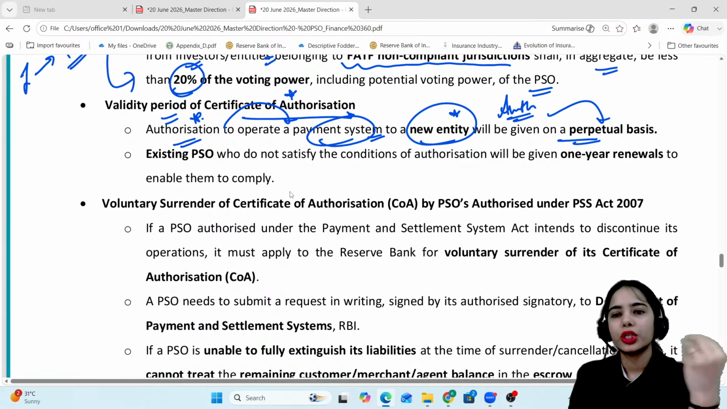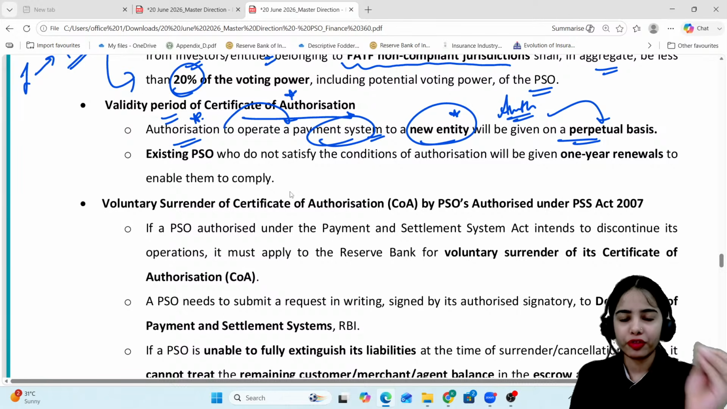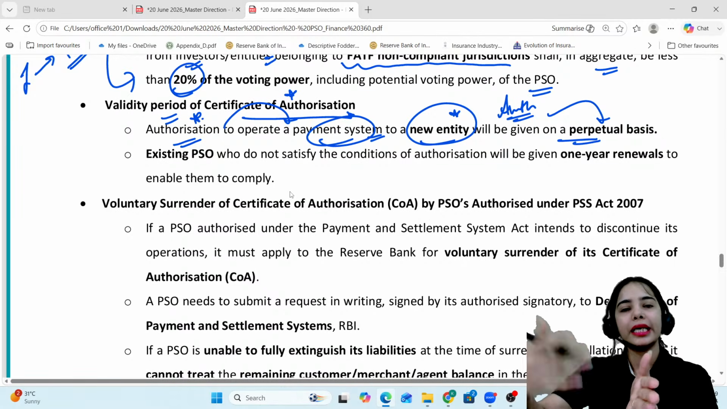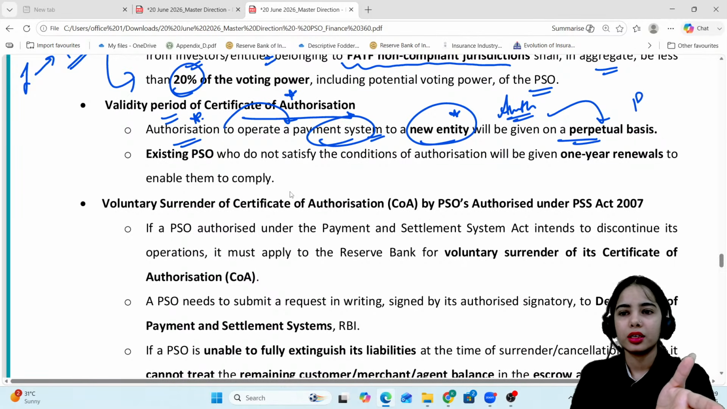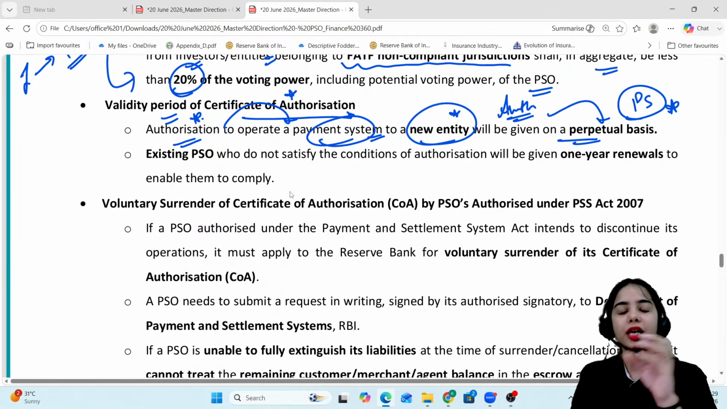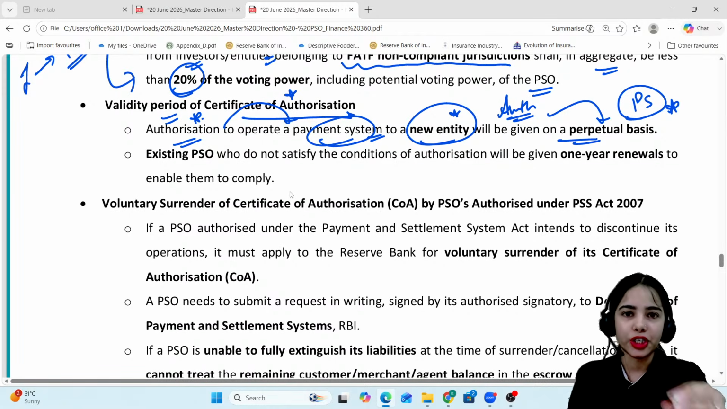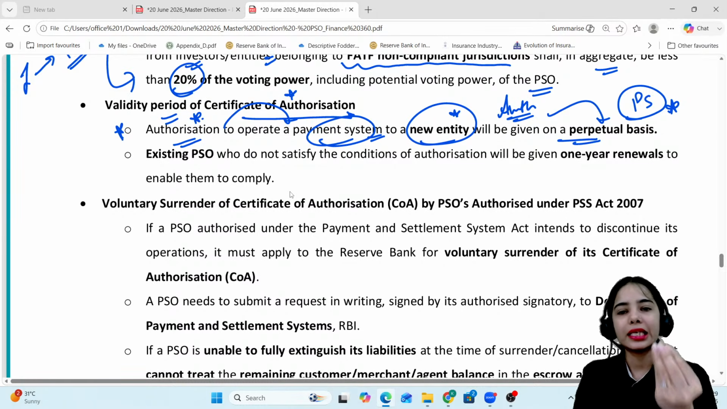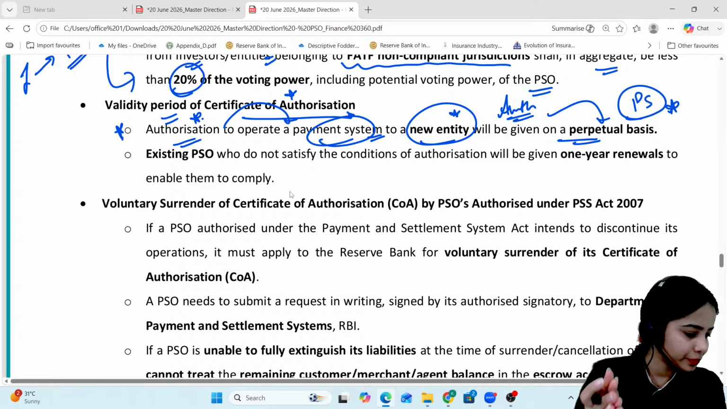Okay. So there is no timeline that the authorization will be only for 5 years or 10 years or 7 years. No, there is no timeline as such. If the authorization has been given to you, you will be able to continue your payment system on a perpetual basis, but you should be fulfilling the eligibility criteria. You should be in fit and proper condition, and RBI should not feel that you are not functioning in a proper manner or that you are harming the public interest. So authorization, if it is provided once, is on a perpetual basis. Okay.